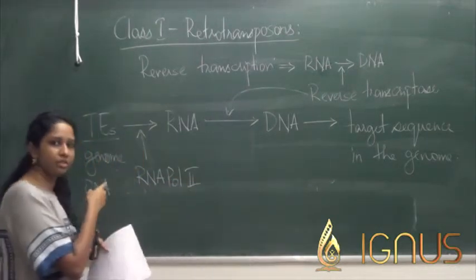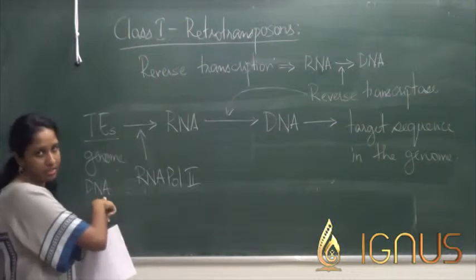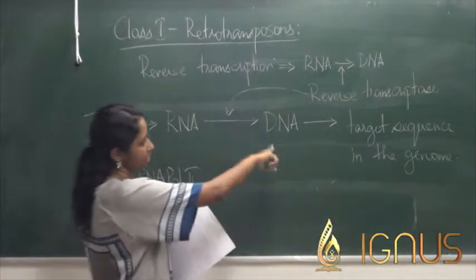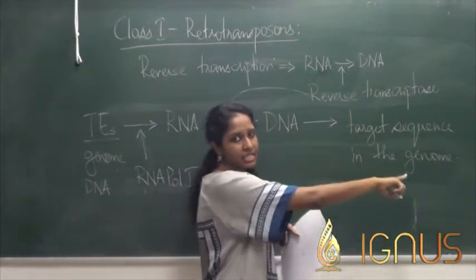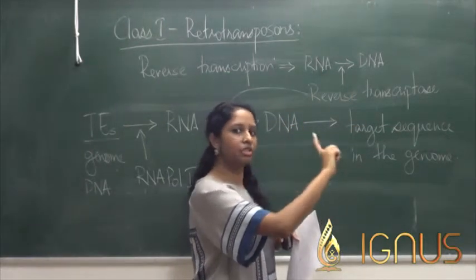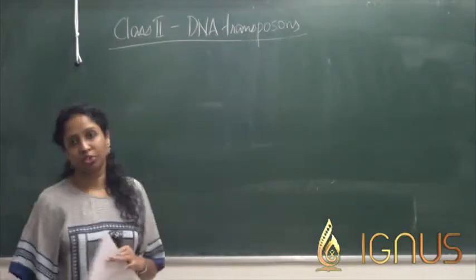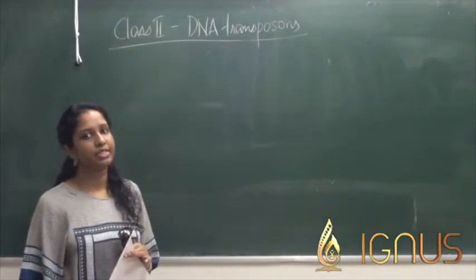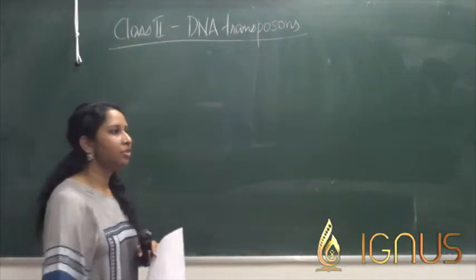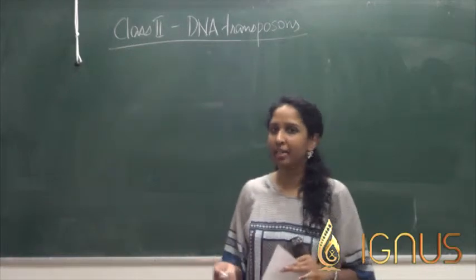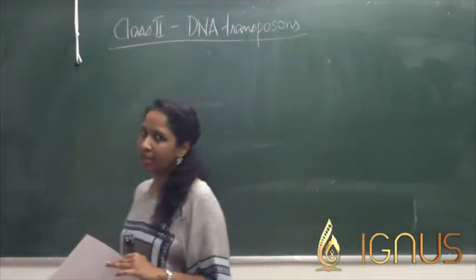You have the transposable element in the DNA form in the genome, gets converted to RNA, gets converted to DNA, and then gets integrated in another location in the genome. So the next thing we'll be talking about is class 2 transposons, which is the DNA transposon. Now there are no active DNA transposons in the human genome, and therefore they are known as fossils.